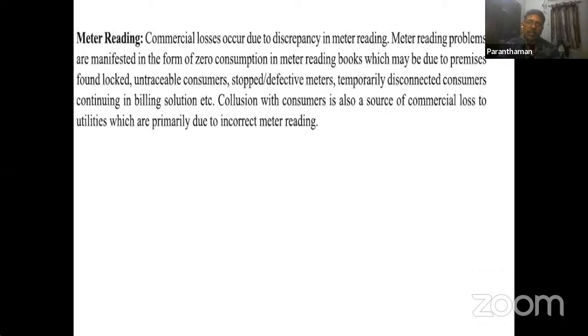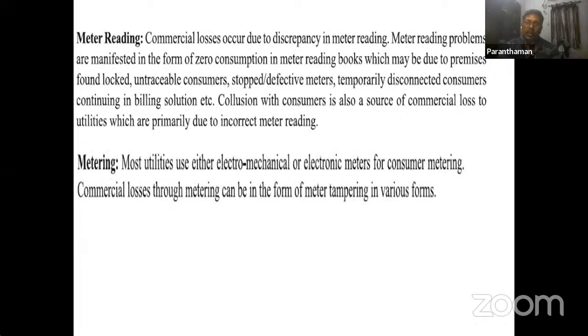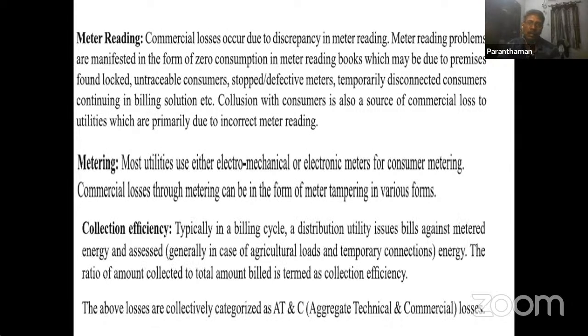This is commercial losses, metering, discrepancy in metering, all those things found logged, untraceable consumers, all these things lead to commercial losses. And one more thing, the electromechanical metering, nowadays it is gone almost. Collection efficiency is very good in Tamil Nadu. This theory is for whole India. This book is printed for whole India, not for Tamil Nadu. So we need to read all these points.